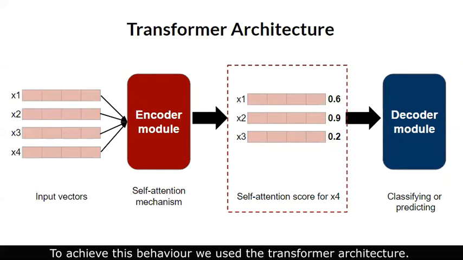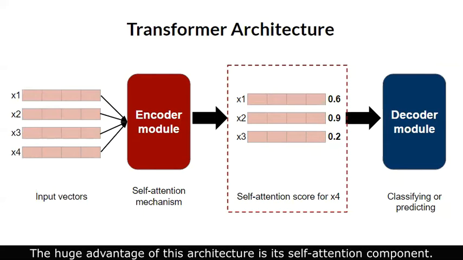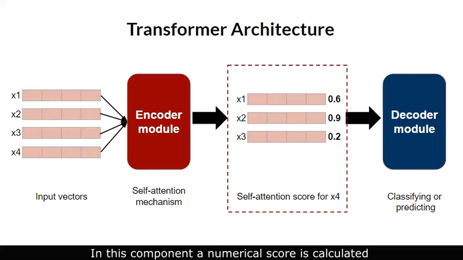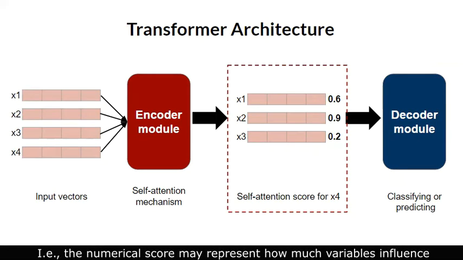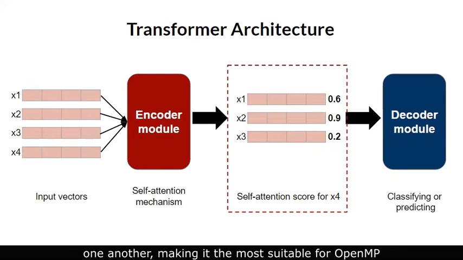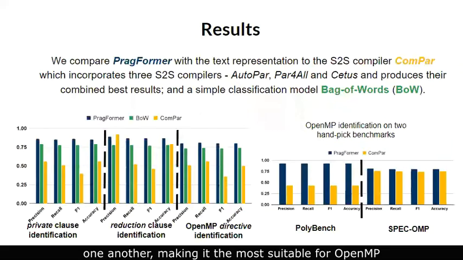To achieve this behavior, we use the transformer architecture. The huge advantage of this architecture is its self-attention component. In this component, a numerical score is calculated for each input with respect to the other inputs. This score determines the level of consideration for this specific vector in the next layers, i.e., the numerical score may represent how much variables influence one another, making it the most suitable for OpenMP.